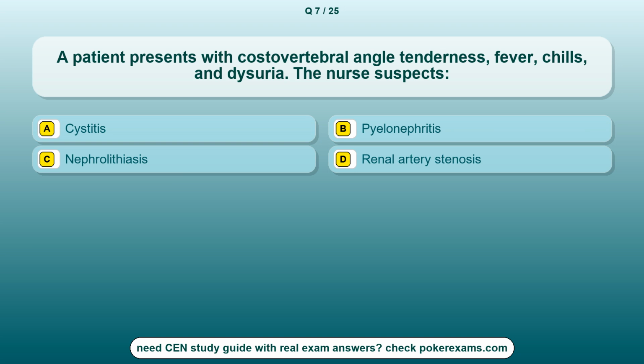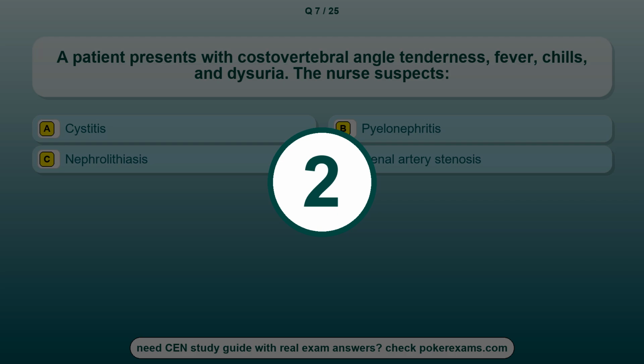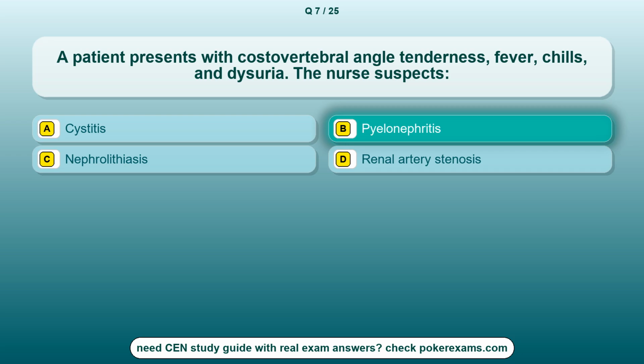Question 7. A patient presents with costovertebral angle tenderness, fever, chills, and dysuria. The nurse suspects: Option A, cystitis. Option B, pyelonephritis. Option C, nephrolithiasis. Option D, renal artery stenosis. The correct answer is option B, pyelonephritis.